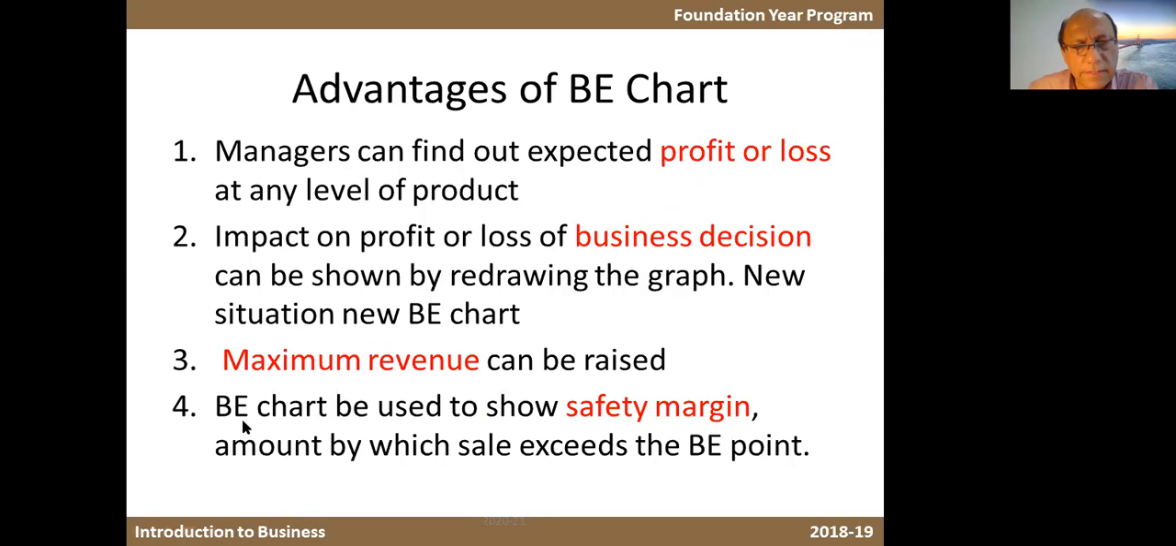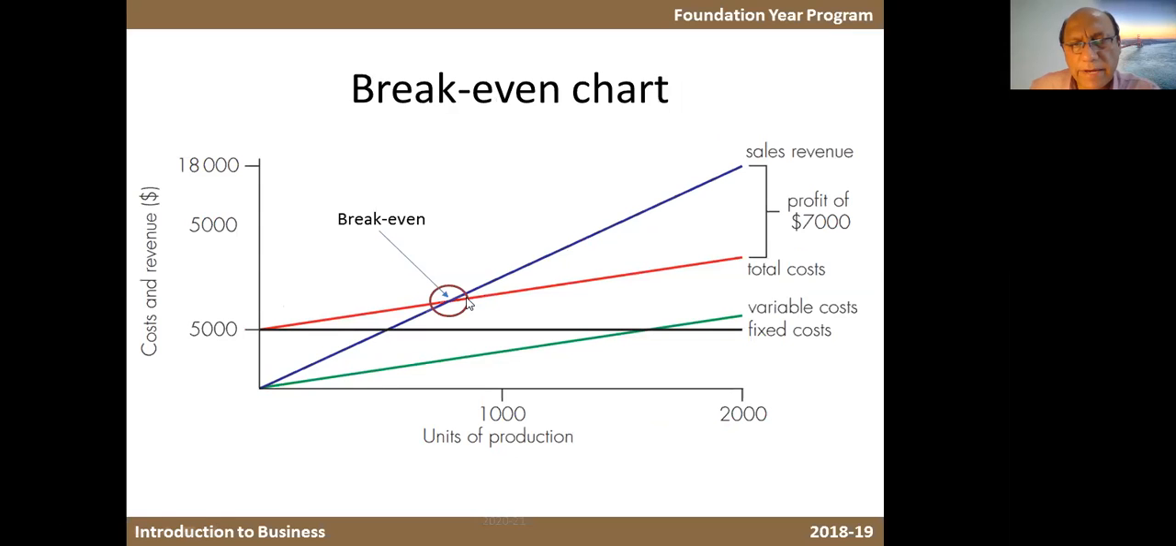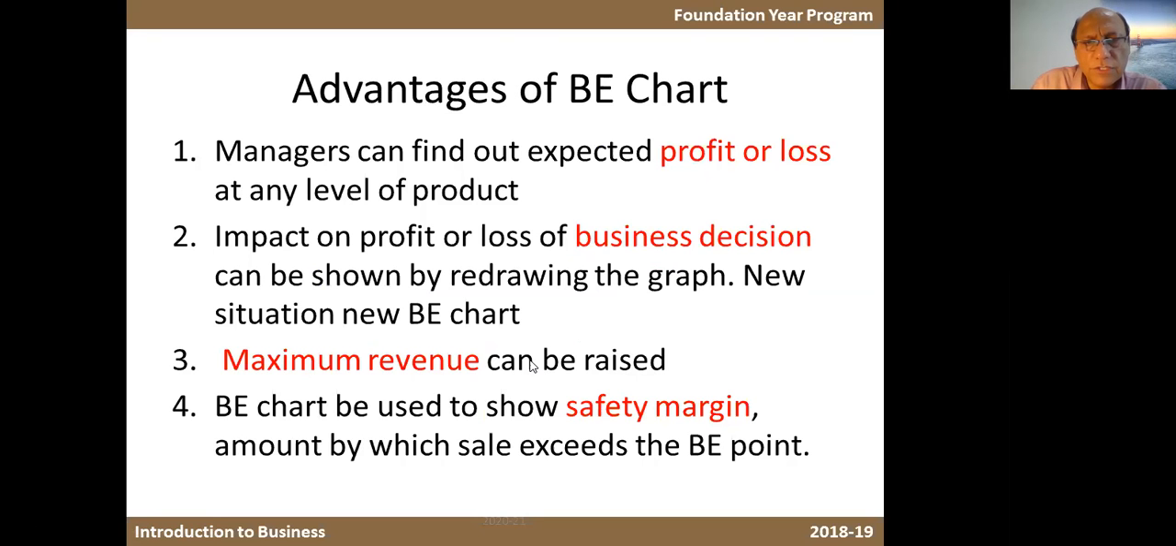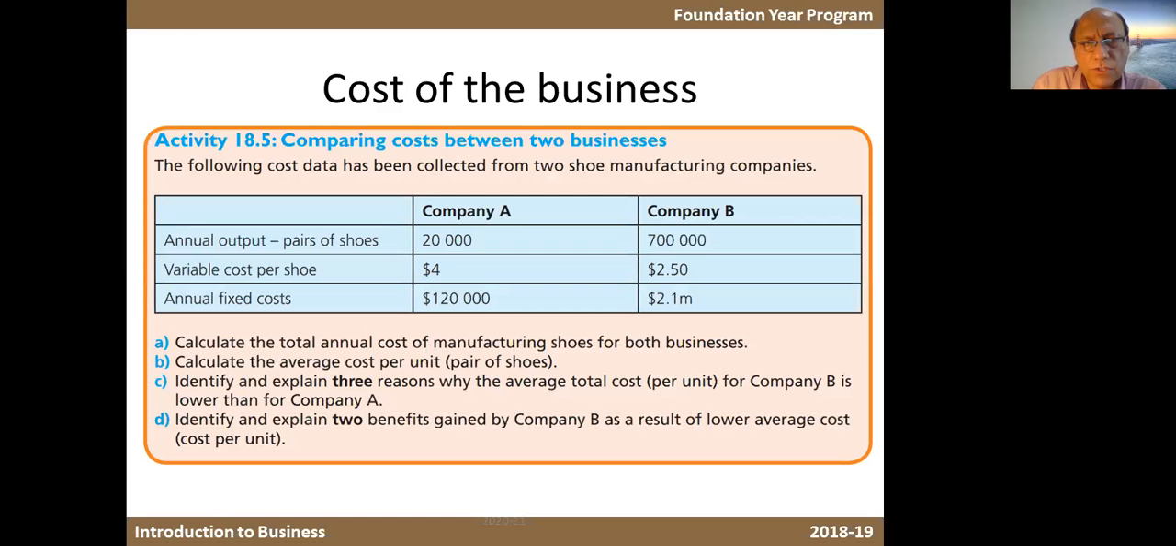And the fourth one is that the break-even chart can be used to show the safety margin. Safety margin is the amount by which the sales exceed the break-even point. So if you go from the break-even point toward the right, it is called the area of profit. If you go from the break-even point toward the left, it is called the area of loss. So this is the break-even chart, and this is very important.